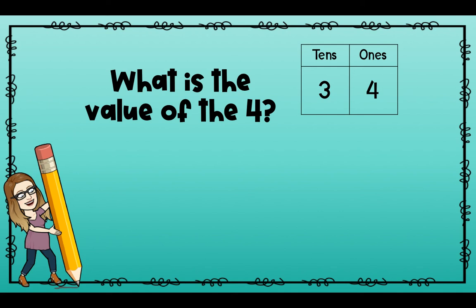So what's the value of the 4 in the number 34? Well, the 4 is in the ones column, which means I have 4 ones. That's still just the number 4. So what's the value of the 6 in the number 76? Well, the 6 is in the ones column, so that means I have 6 ones, which is still just 6.